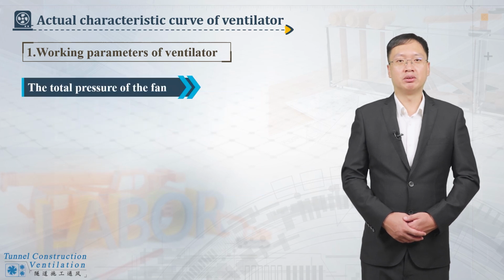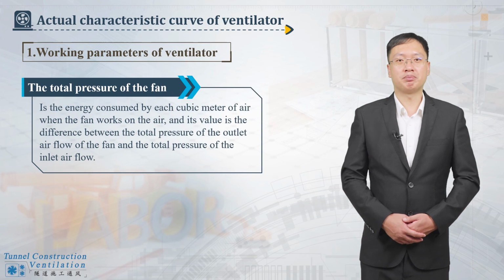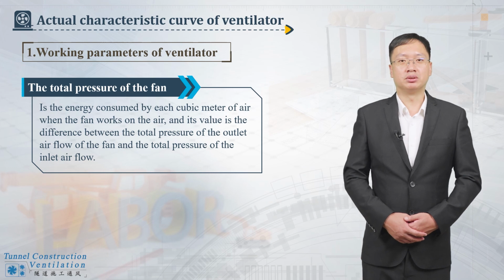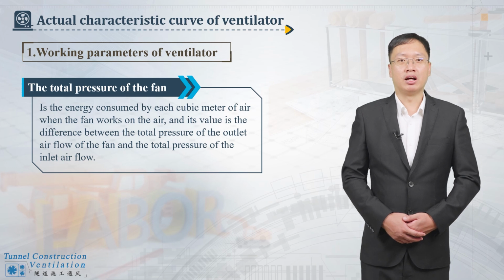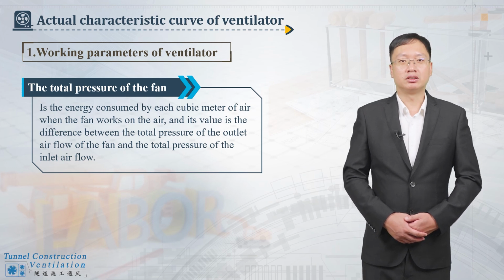The total pressure of the fan is the energy consumed by each cubic meter of air when the fan works on the air, and its value is the difference between the total pressure of the outlet air flow of the fan and the total pressure of the inlet air flow. When the natural wind pressure is ignored, the total pressure of the fan is used to overcome the resistance of the ventilation pipe network and the kinetic energy loss of the fan outlet.